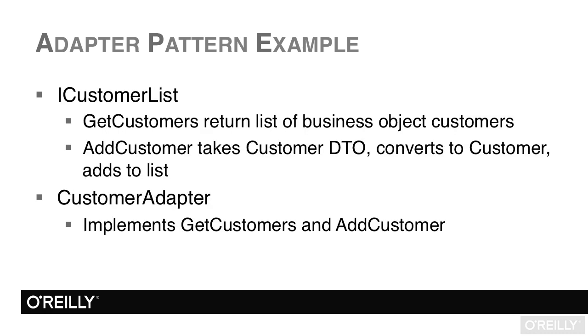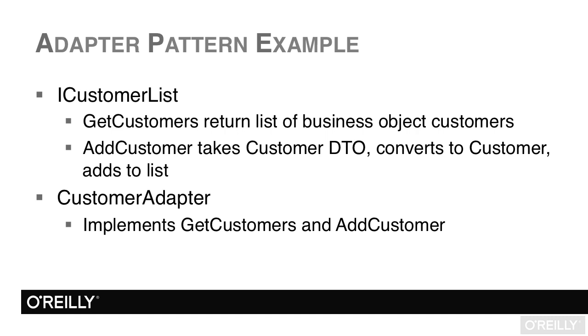So in our example, we'll have an iCustomerList. And this is going to be the interface that the application uses. It'll have a getCustomers method, and that will return a list of business object customers. It'll also have an addCustomer method, and that will take a customer DTO parameter. In the implementation of the addCustomer method, it'll convert the customer DTO to a customer and add it to the customer's list that will end up being returned by getCustomers.